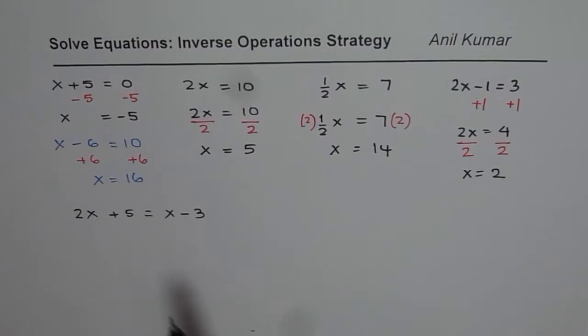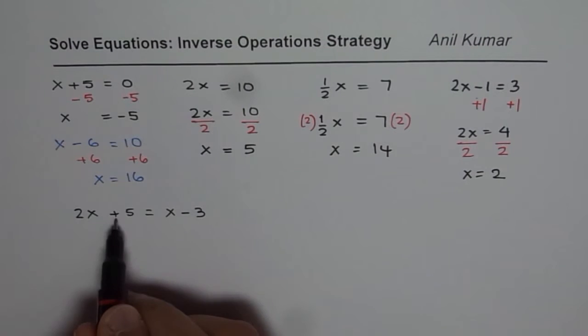Well, first we can get rid of the numbers and then the variables, or we could get rid of variables and then the numbers. The choice is yours. So what we will do here is, we'll first get rid of the variables from both the sides. We'll maintain variables on the left side.